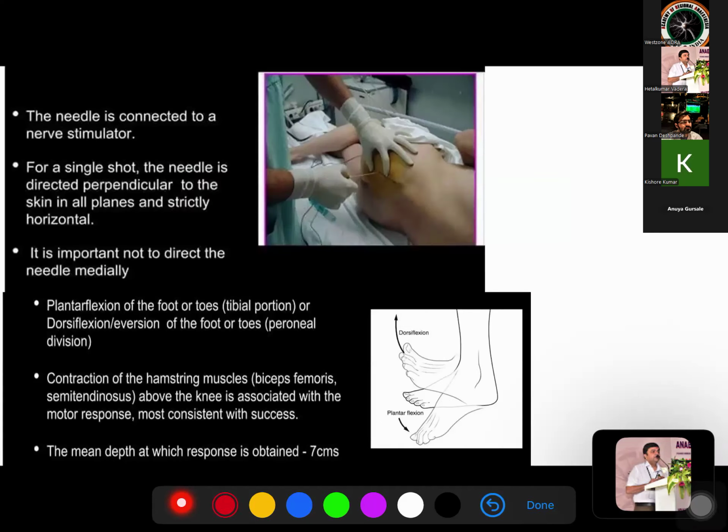So what technique? The needle is the same, the needle is connected to a nerve stimulator, what I told. It is important to direct the needle medially. Plantar flexion of foot or toes, that is the tibial portion, or dorsiflexion or eversion of the foot, that is the peroneal division. Contraction of hamstring muscles, biceps femoris or semitendinosus above the knee, is the motor response most consistent with success. The mean depth at which response is obtained is 7 centimeters.